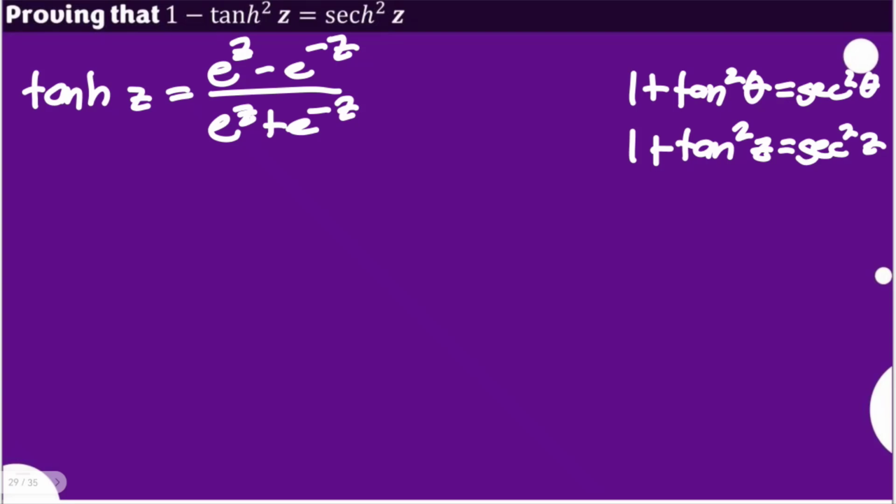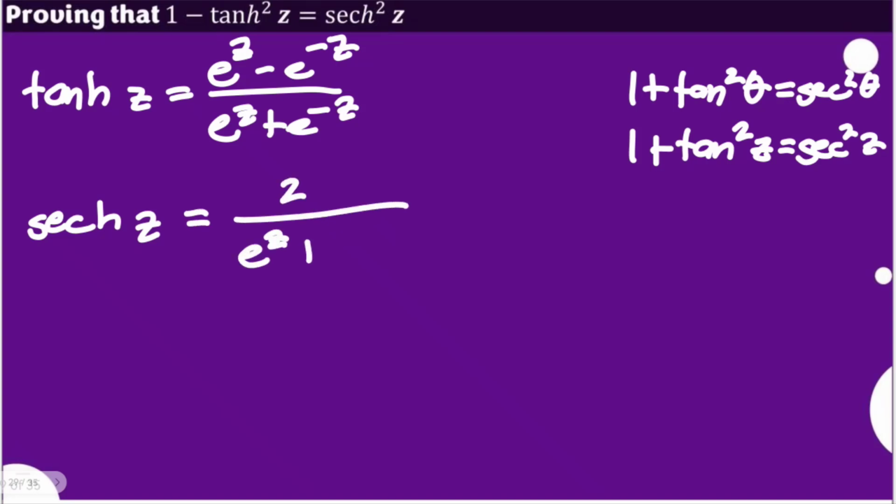For secant, it's the reciprocal of the hyperbolic function of cosine z. It's equivalent to this form: 2 over e to the power of z plus e to the power of negative z. Now, we're going to use these two to prove our given identity here.